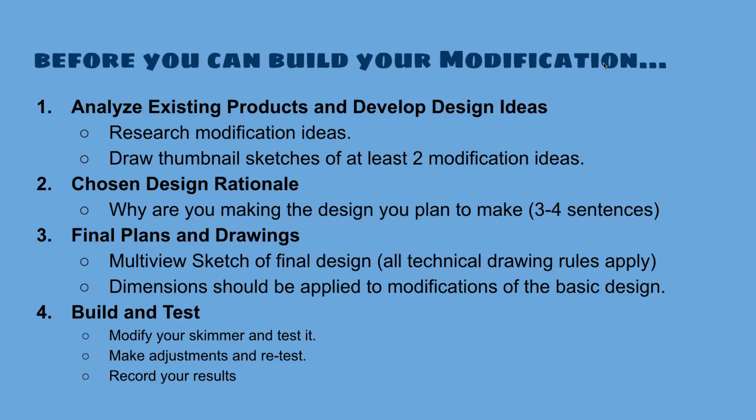All right. Then you're going to build and test it. So you're going to modify the SkimmerCar. You're going to make those additions, make those subtractions, whatever you plan to do with it. Then you're going to test it. And then you're going to see what adjustments you need to make, and you may make some more additions or some more subtractions, and you're going to retest it, and you may go through that process a couple of times, but your goal is to ultimately get it to go further than it did before. Okay, and then finally you're going to record your results, and that's it.